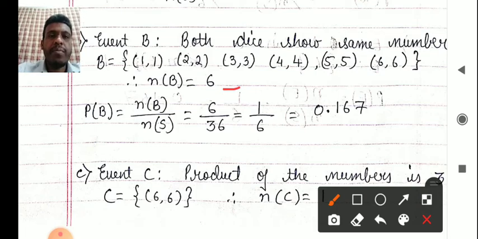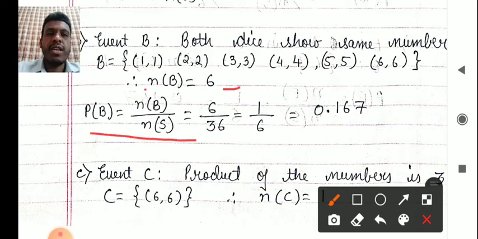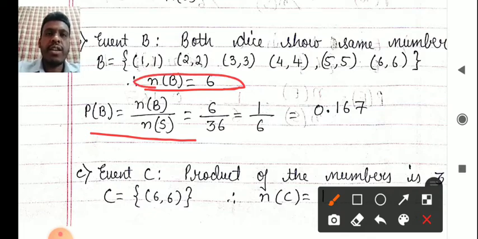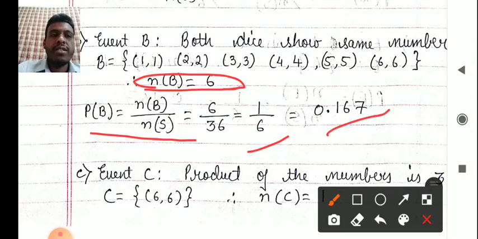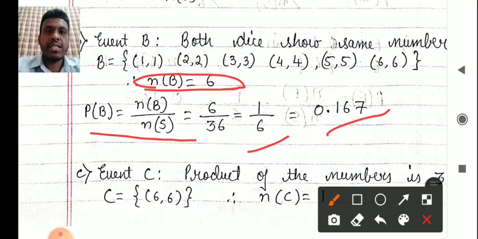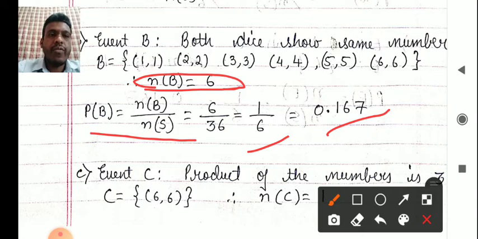P of B you have to find out. P of B is equal to n of B upon n of S. N of B, you know, is equal to 6. N of S, we know that it is equal to 36. So it is 6 upon 36, that is equal to 1 upon 6, or it is equal to 0.1666666, that is nothing but 0.167. Okay, so this is your event B.